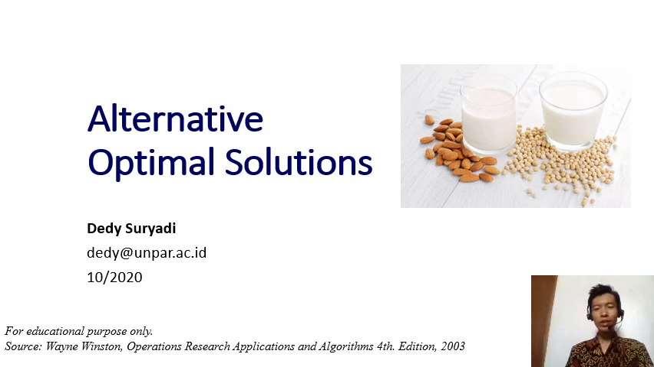In this video, let's look at how we may identify if we solve a problem using the simplex algorithm, and it turns out that we do not have just one single optimal solution, but we have a lot of optimal solutions. In other words, we have alternative optimal solutions.